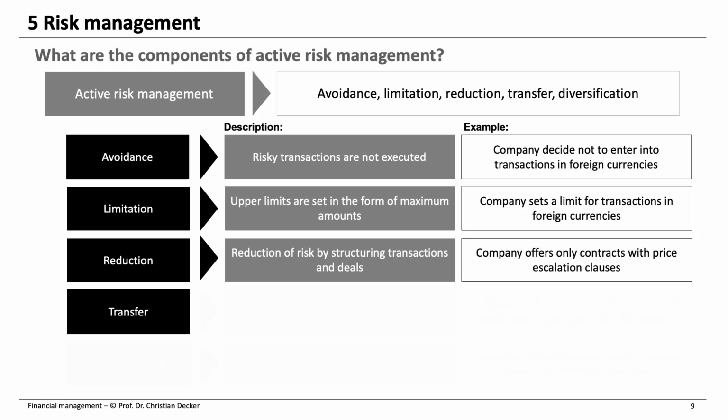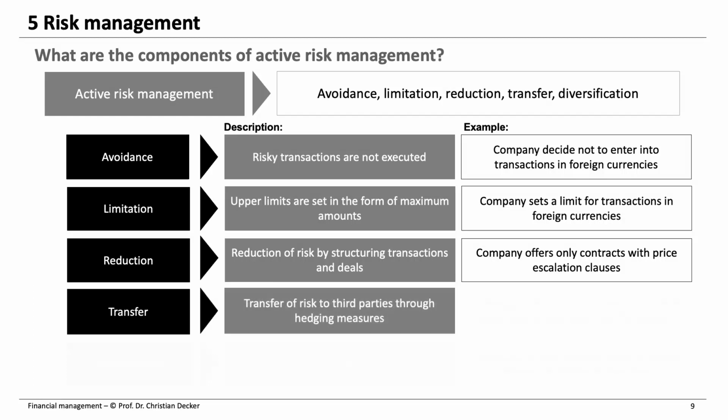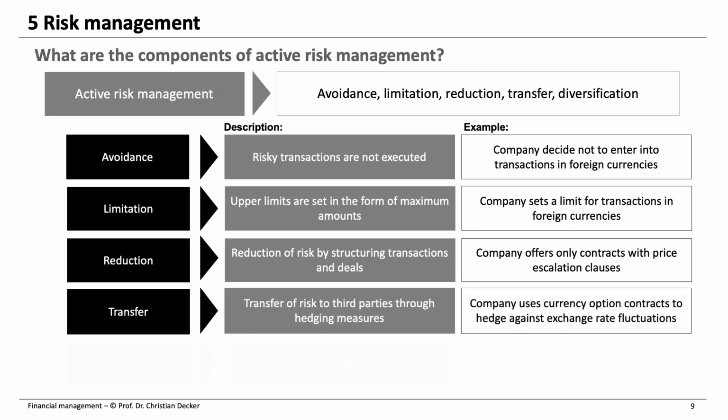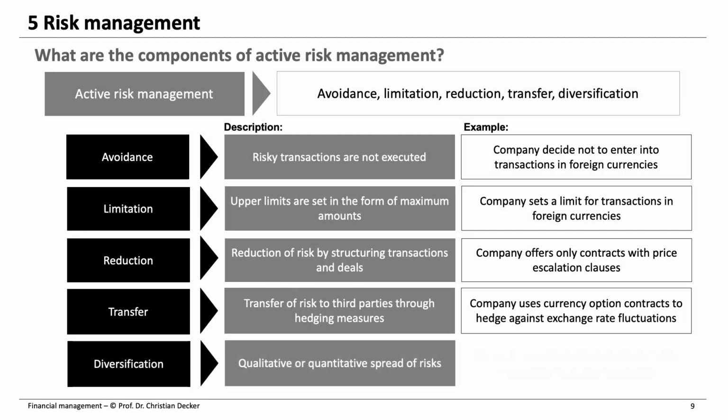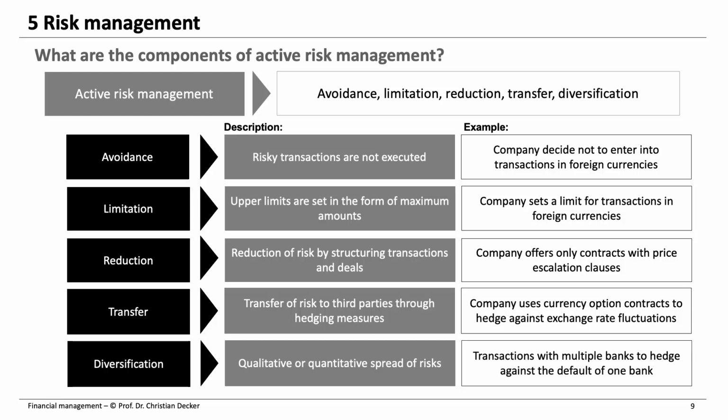Transfer means that parts of the risks are transferred to third parties through hedging measures. For example, a German company that expects to receive revenues in US dollars could use currency option contracts to hedge against exchange rate fluctuations. Diversification aims at a qualitative spread of risks across regions, industries, business partners, and/or a quantitative spread by means of portfolio models. An example: a company could decide to conclude its currency option transactions with multiple banks to hedge against the default risk of just one bank.